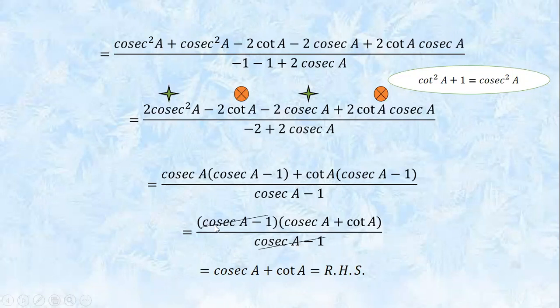Numerator, denominator, cosec A minus 1 will get cancelled. We are left with cosec A plus cot A, which is our RHS. Hence, we have proved the question.